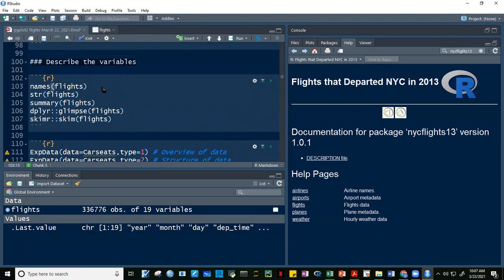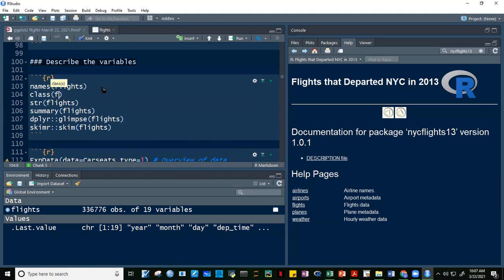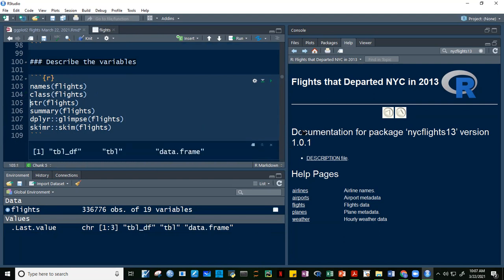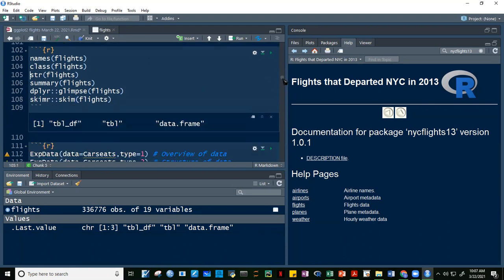Let's check the class, guys. Class of flights. Okay. So what do we have here, guys? What class is this? So it's a combination of a table and a data frame. Actually, this is called a tibble, T-I-B-B-L-E, a combination of a table and a data frame. It's quite similar to a data frame, but there are some differences.